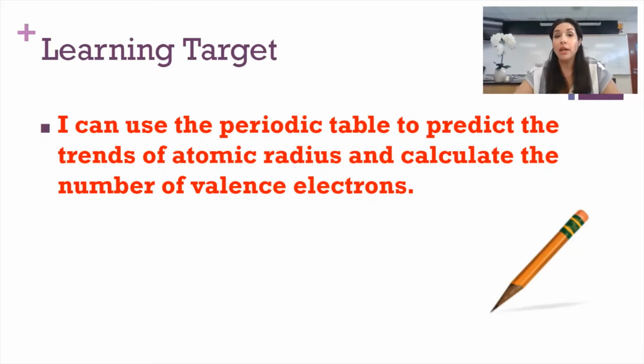Starting with our learning target, by the end of today, you should be able to use the periodic table to predict the trends of the atomic radius, to calculate the number of valence electrons, and also to determine relative reactivity.